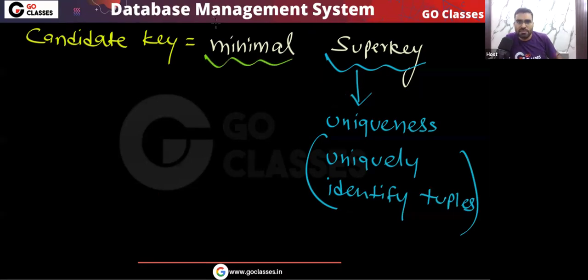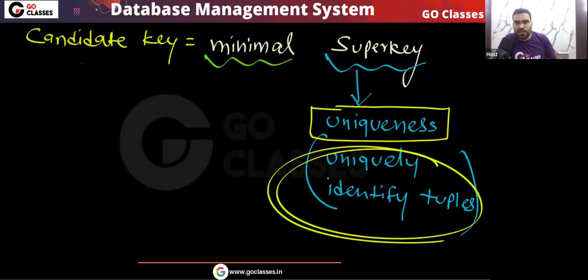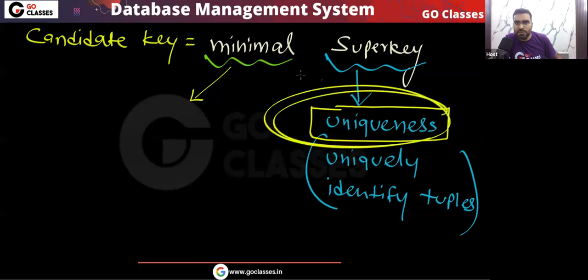Now what does this minimal mean? Remember, candidate key means minimal super key. Super key means uniqueness; this gives you the property of uniqueness. Because every candidate key is a super key, using the candidate key I can uniquely identify the tuples. Any tuple of the relation I can uniquely identify with the help of the candidate key. What does this minimal mean? This simply means that you cannot delete any attribute from the candidate key. Yes or no? If I delete any attribute from the candidate key, then this uniqueness property will be gone.